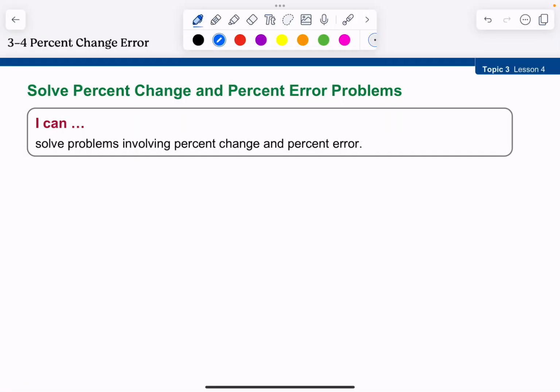Hi, seventh graders. This is just going to be a video to go over percent change and percent error and how you can solve problems using our percent proportion, just tweaking that a little bit.